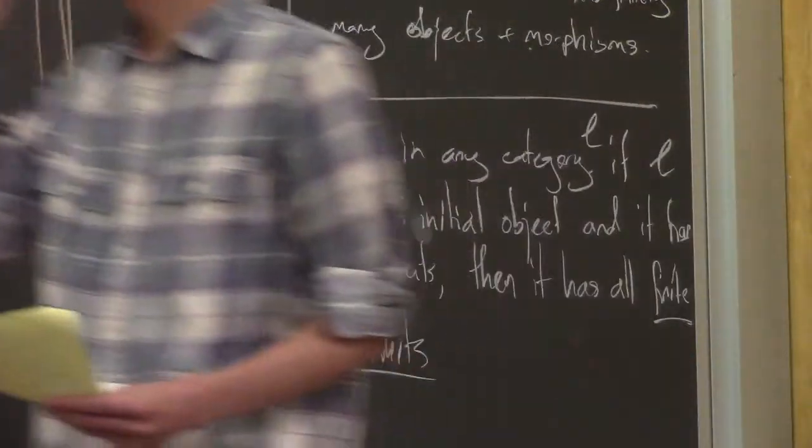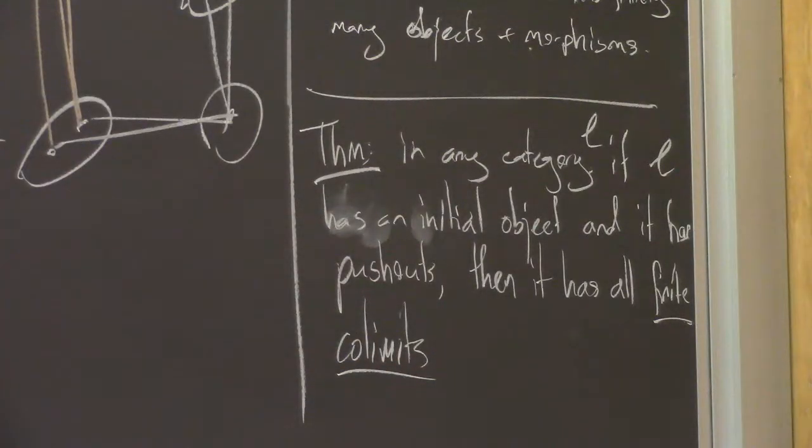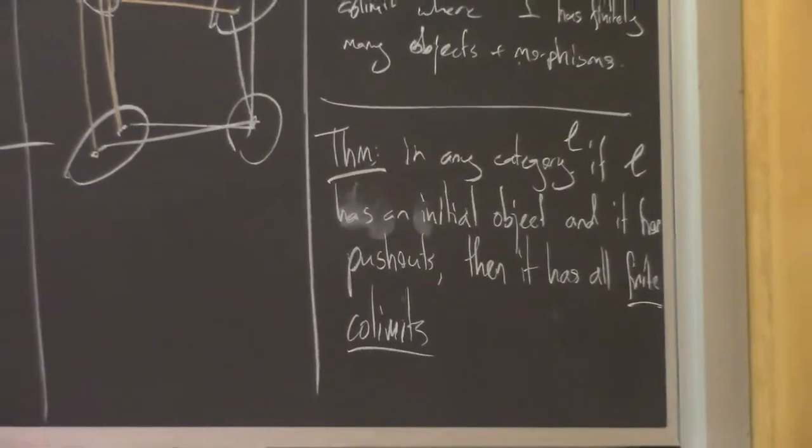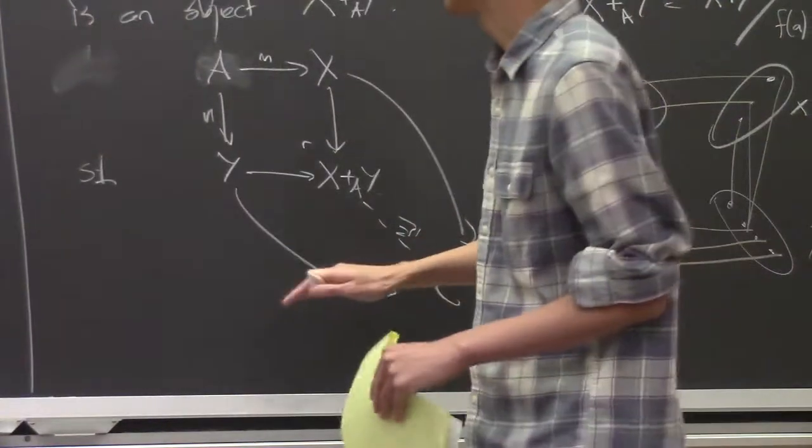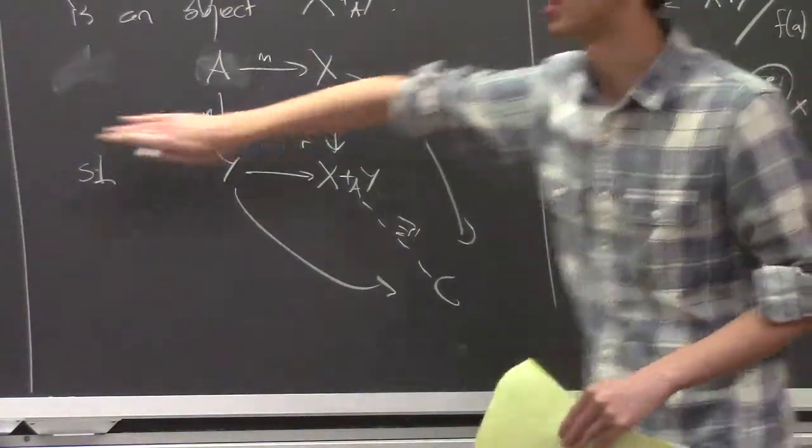If you want to show something has all finite colimits, it means that you can always draw any diagram that you can actually draw, which will be finite, and you can always ask for the colimit of it, the summary of it, and it will always exist as long as it has pushouts and an initial object.